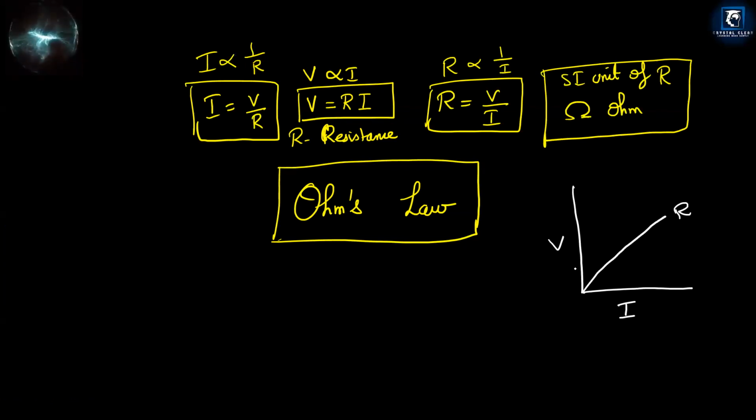So in Ohm's law, how the graph appears is another important question, which is nothing but linear. You will get a linear, or straight line, graph. This is important.